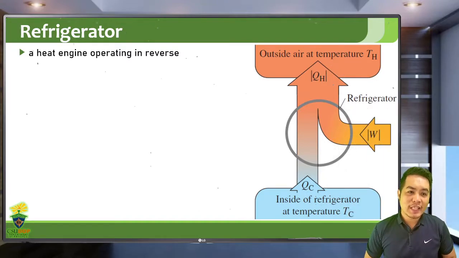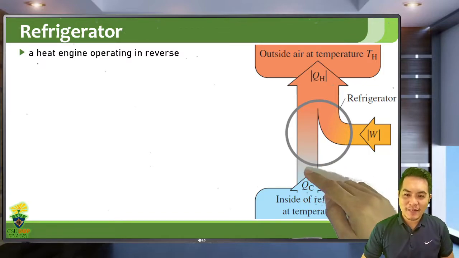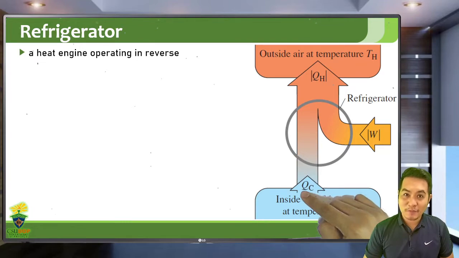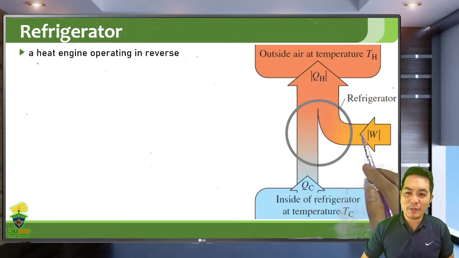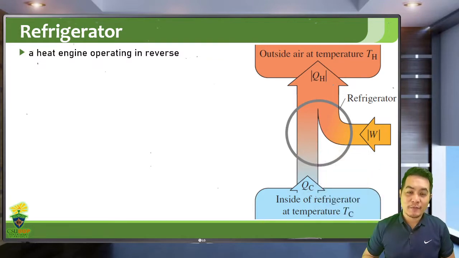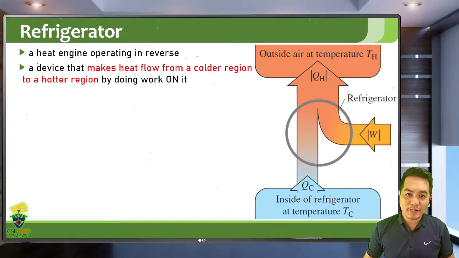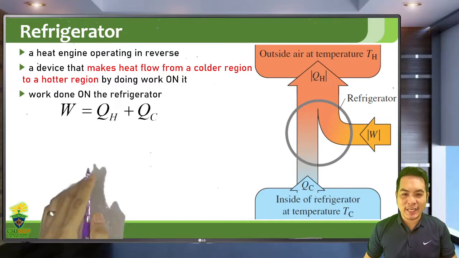Take note that heat naturally flows from a higher to a lower temperature region, from a hot body to a cold body. It is not natural for heat to flow from a low temperature body to a higher temperature body. That is why you need to do work if you want to make heat flow in the reverse direction. So basically, a refrigerator is a device that makes heat flow from a colder region to a hotter region by doing work on it.